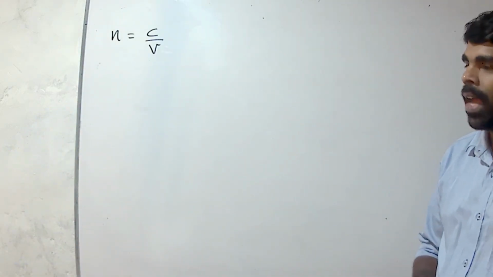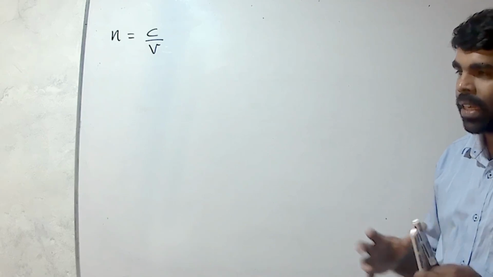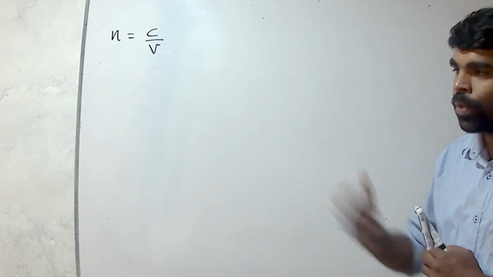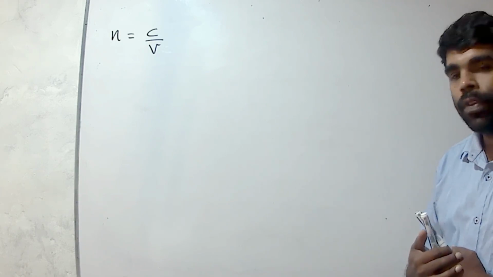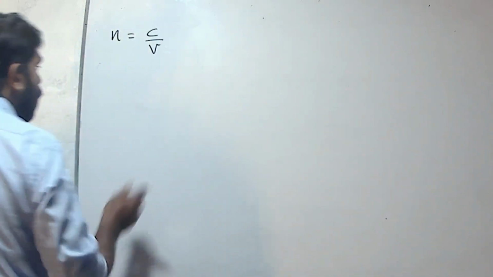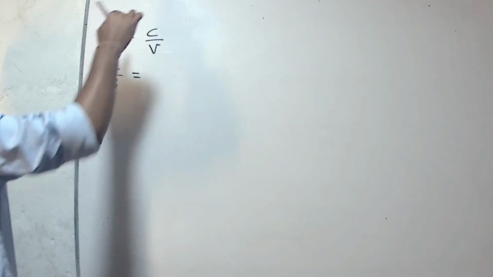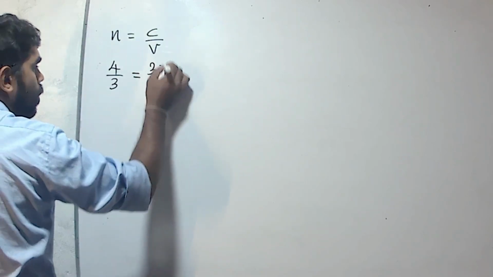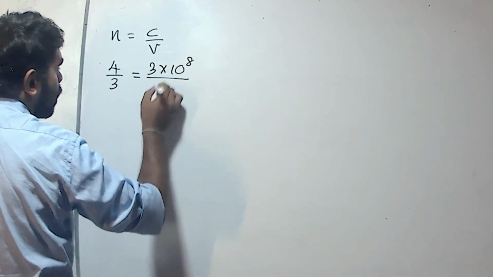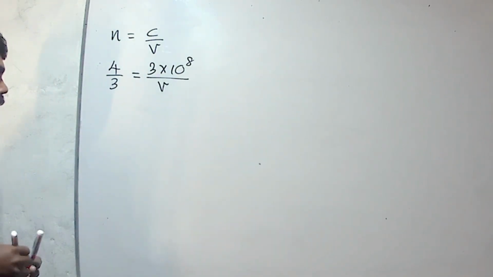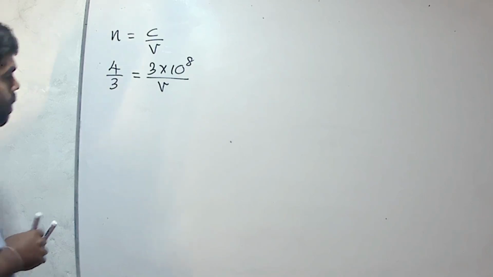We can consider air as vacuum because we are considering the refractive index of air equal to the refractive index of vacuum. Now, the refractive index of water is given as 4/3 and the speed of light in air is 3 into 10 to the power 8. We have to find the velocity of light in water. It is v. Then we can simplify it.